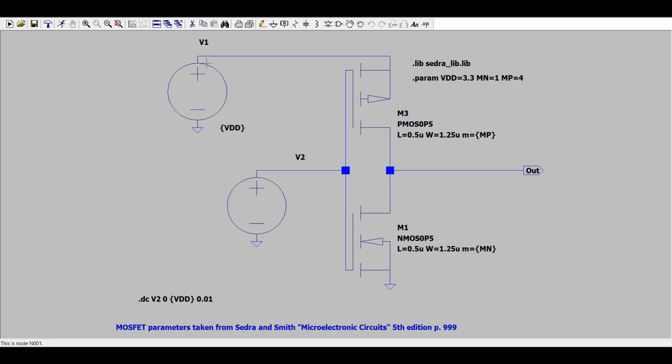My V1 supply is just my positive supply rail, and it is operating at a VDD of 3.3 volts. V2 is the input to my inverter. Remember, an inverter is made out of an N-channel FET on the bottom and a P-channel FET on the top. So V2 is the input. It's a variable voltage, and I am going to vary it between 0 and the positive supply rail in increments of 0.01. Now for digital circuits, you may well say, but the input's either going to be 0 or 1, i.e. 0 or 3.3 volts.